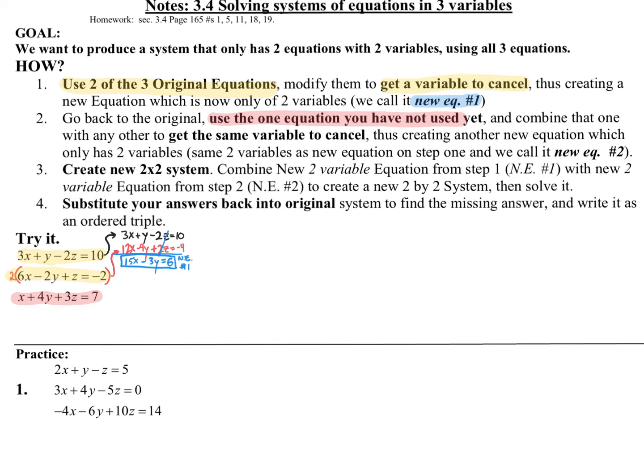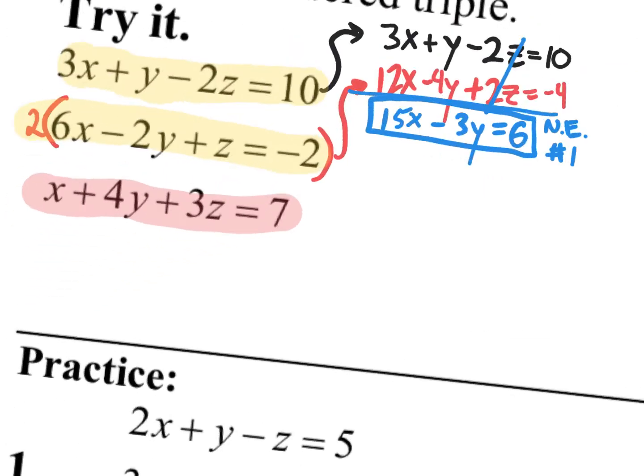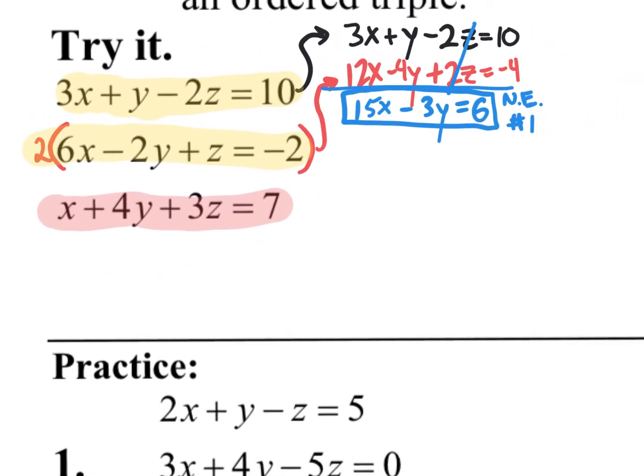And here's the important part of step 2. It says, get the same variable to cancel. Which variable did we cancel on step 1? Z's. So I need the Z's also to cancel on this step 2. So I'm going back, and I'm going to use this one that I have not used, but I need this Z to cancel. Very important that we cancel the same variable that we canceled up here on the first step. We need this 3Z to disappear.